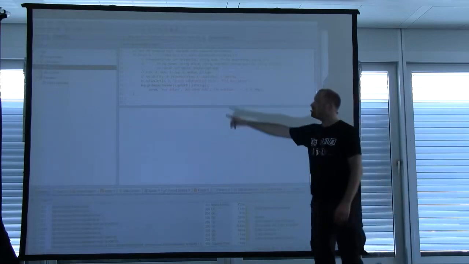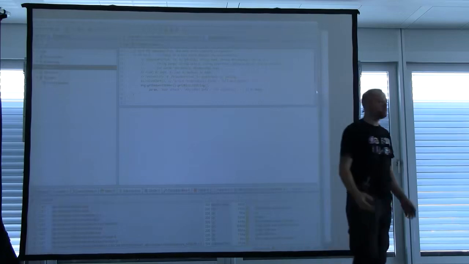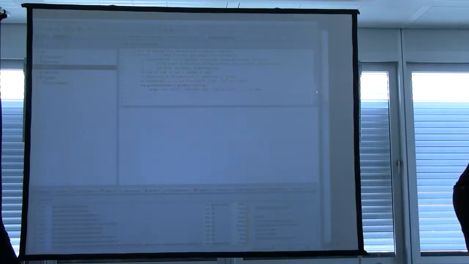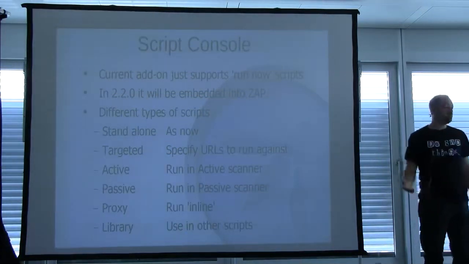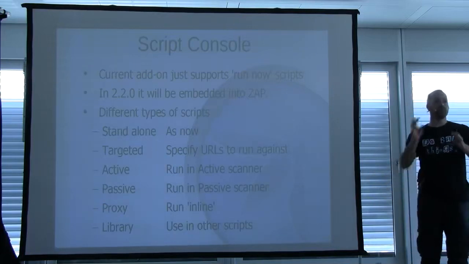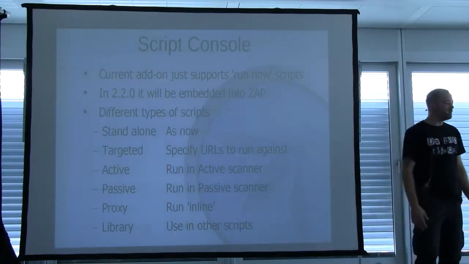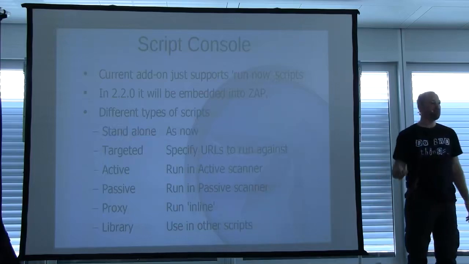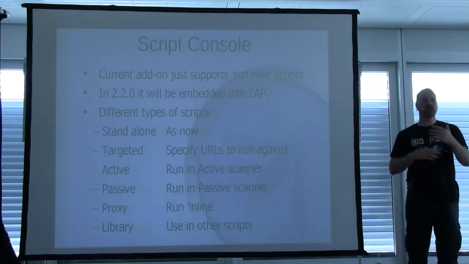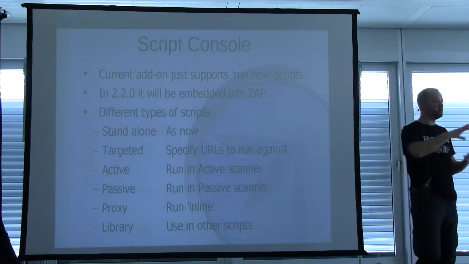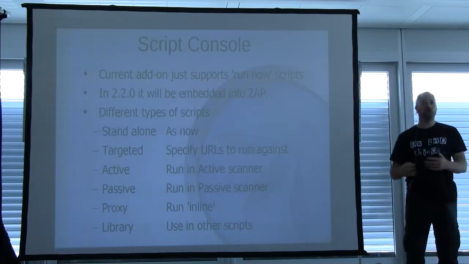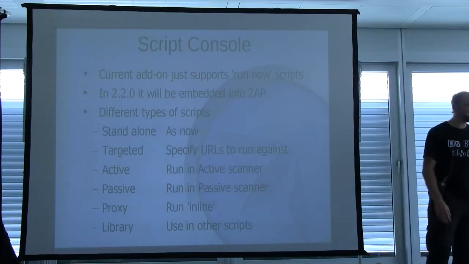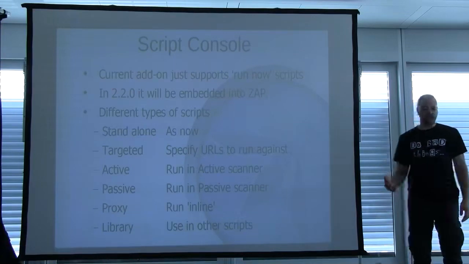This is actually a pluggable architecture, so the fact that it says we've got these sets of things, that's not the limit. With the scripting console, we're going to have different types. We're going to have the standalone scripts, which are kind of like now. We're going to have targeted ones where you specify the URL, typically by right-clicking on things. Active and passive ones, and proxy ones, so you can put basically whatever code you want to run inline on every request, or change it however you like. And also library ones, so you can import libraries and reuse them in other scripts. So this is really powerful, and it's really great.